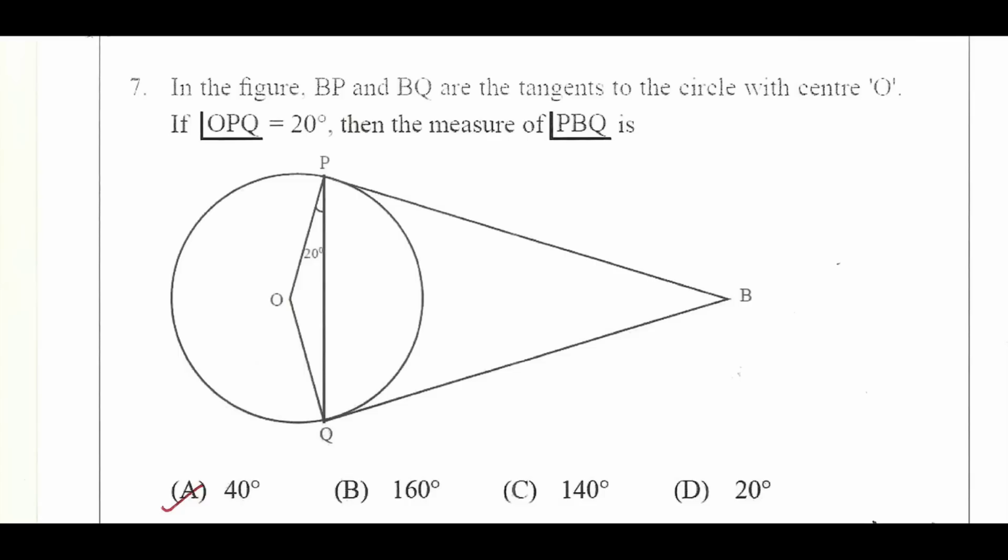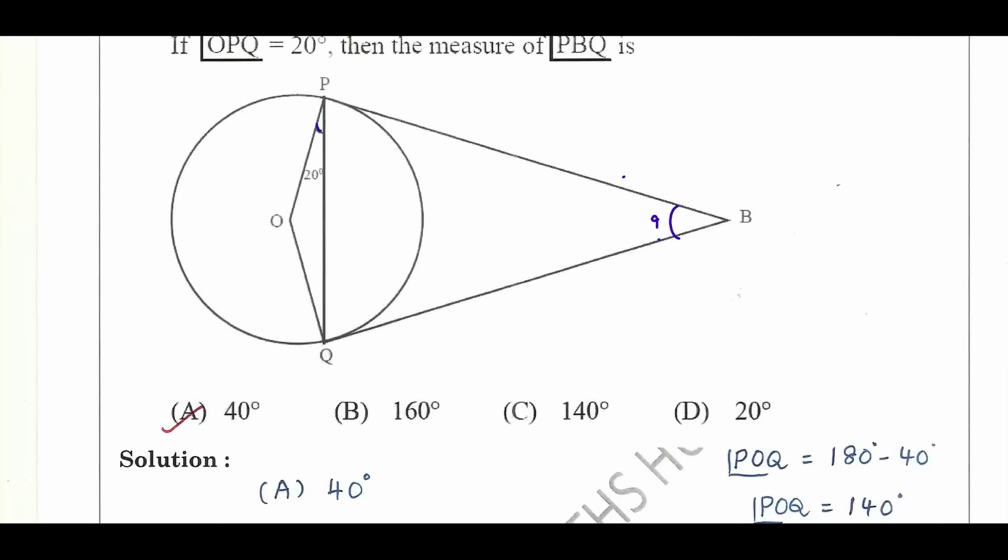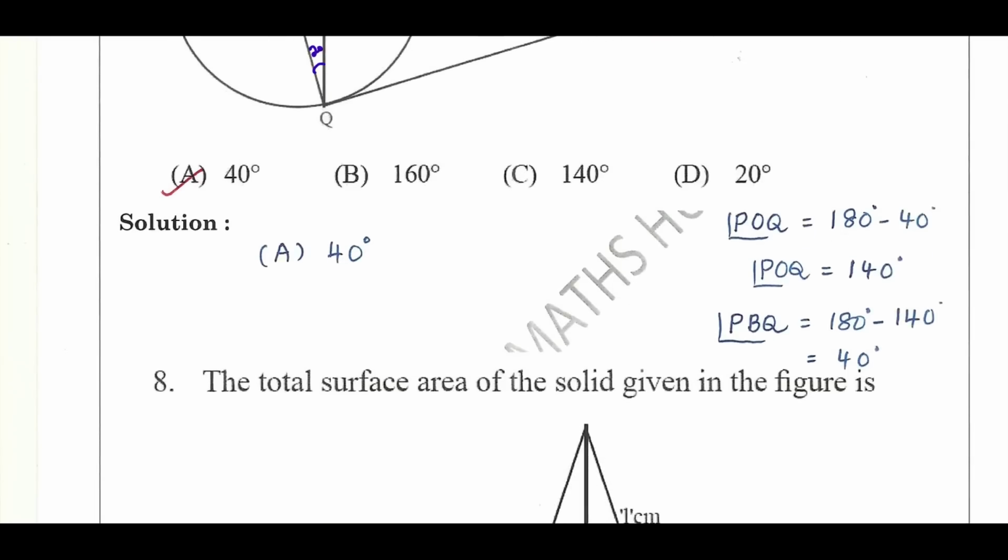In the given figure, BP and BQ are the tangents to the circle with center O. Angle OPQ equals 20 degrees. Find the measure of angle PBQ. We should find out the measure of PBQ. This is also 20 degrees. Now using the angle sum property we get 140 degrees. Now 180 minus 140 gives 40 degrees. Therefore the correct answer is option A, 40 degrees.